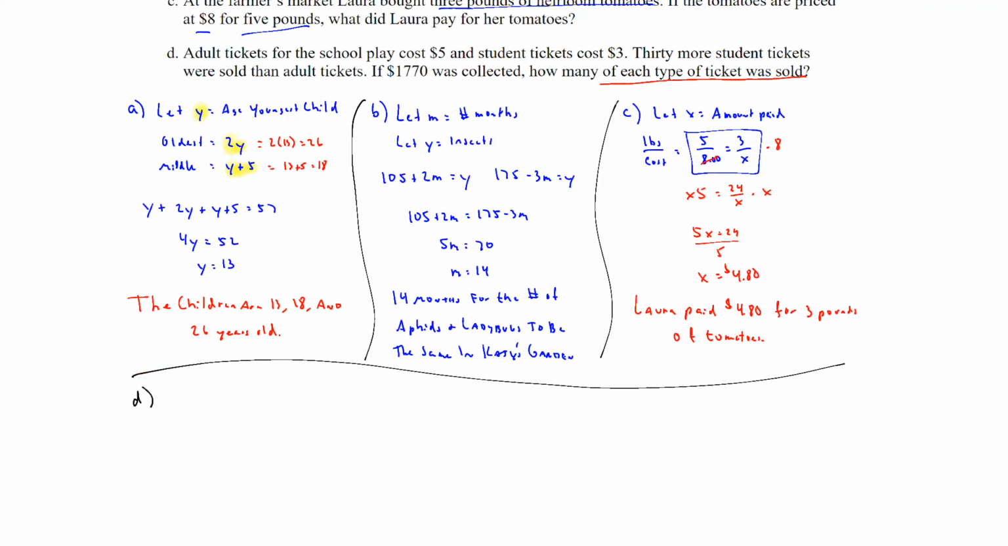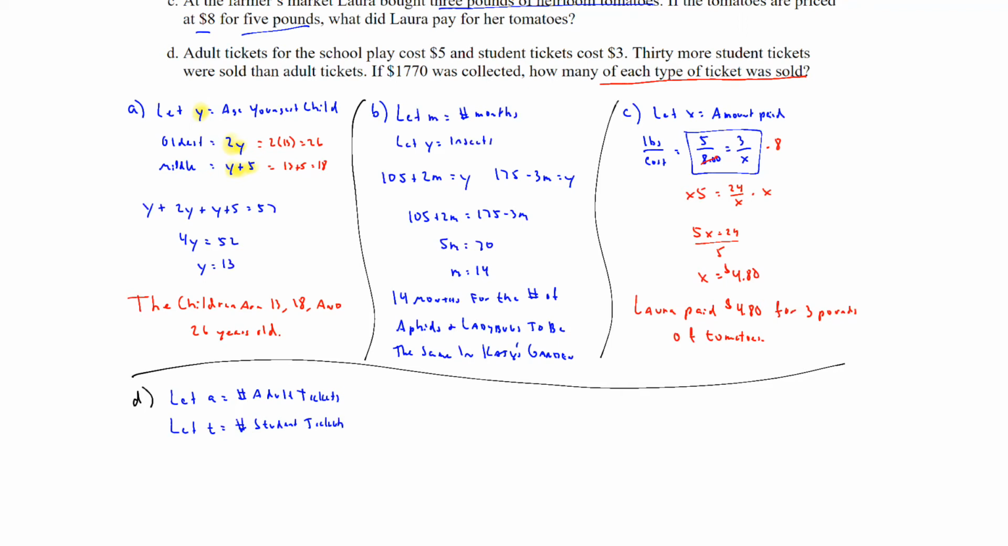So D, we're going to say let A equal the number of adult tickets, not the cost. We know what the cost is. So the number of adult tickets. And then we're also going to have let, what's the other one? Student tickets. I don't want to use S, so I'm just going to use T. Let T equal the number of student tickets. Okay? And so now we can write our 2 equations.